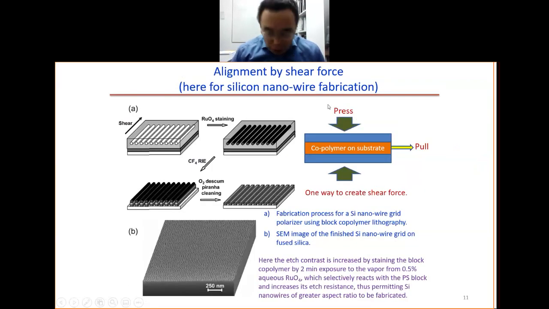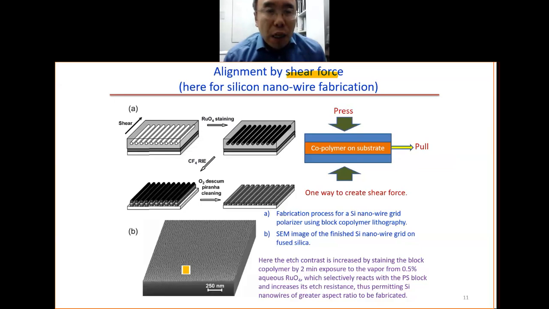So we can also work with the shear force. How to apply the shear force? You press the copolymer film on the substrate between two plates, then you pull it. So when we pull it, it forms the shear force. In this example here, A forms the cylinder in B. If we pull it, you can see they are well aligned along the same direction.